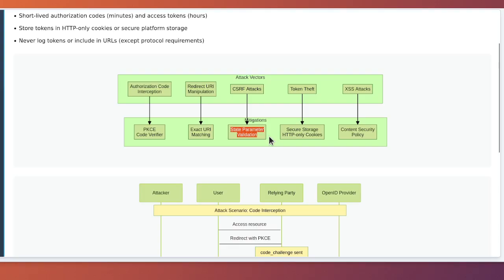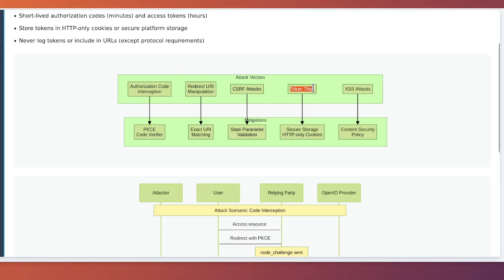The application generates a random, unguessable state value at the beginning of the authentication flow, stores it in the user's session, and includes it in the authorization request. When the OpenID provider redirects back, the application verifies that the state parameter in the response matches the stored value. If they don't match, the response is rejected as potentially malicious.